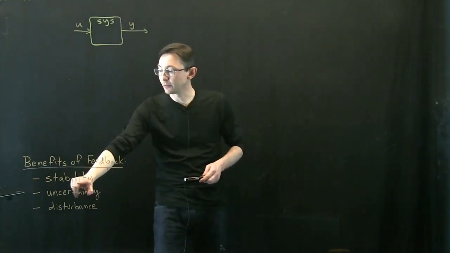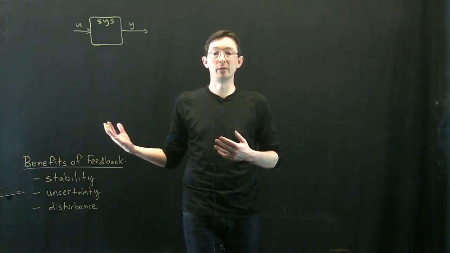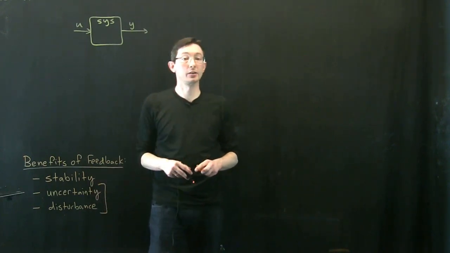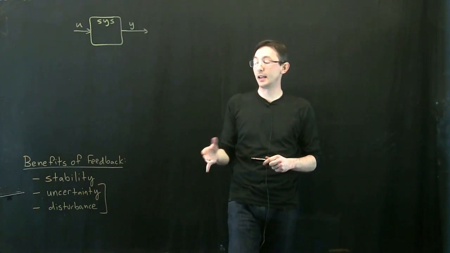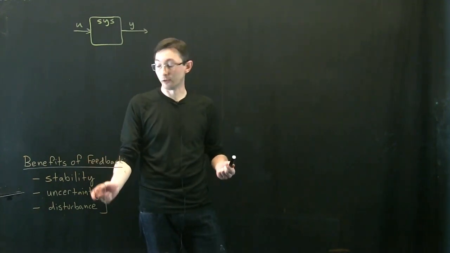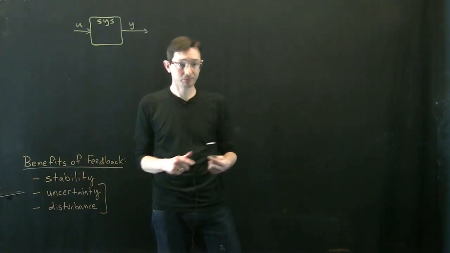And so we've spent a lot of time talking about stability in the context of linear quadratic regulators and Kalman filters, but we haven't talked so much about uncertainty and disturbances. So I'm going to cook up a really simple example system today that motivates the benefits of feedback over open loop control when you have a system that has uncertainties and disturbances.